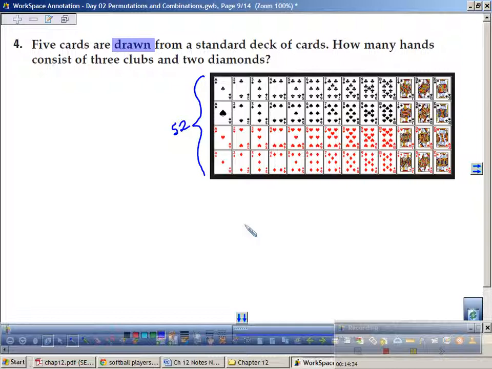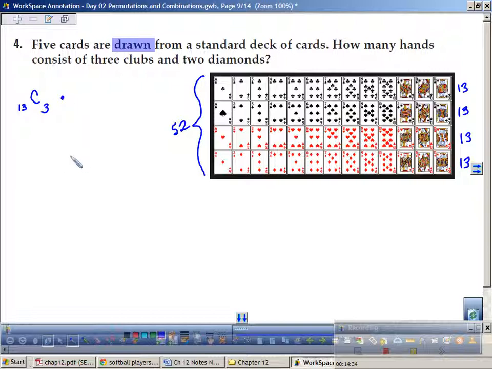I don't know if you ever played 52 pickup, but don't. That's just picking up 52 cards that people throw on the floor.